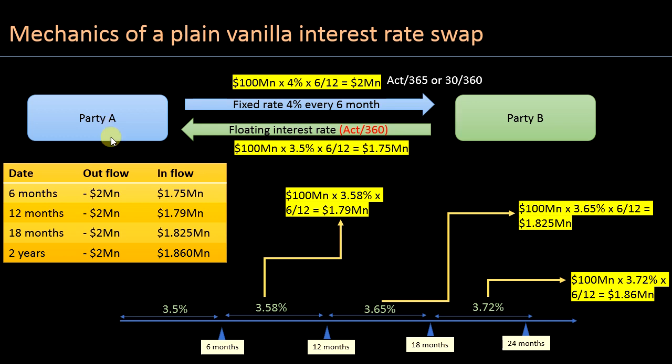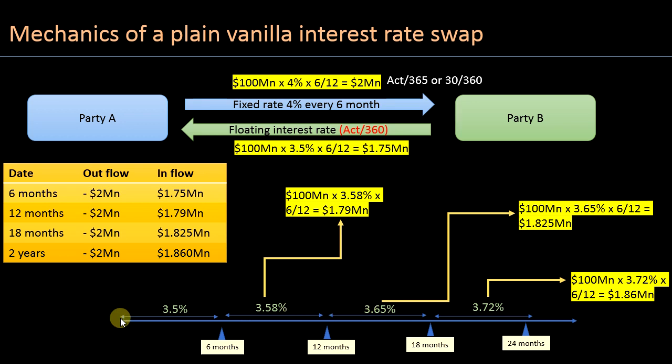Now finally, in terms of the floating interest rates, let's assume you're somewhere here. If you're here, these three rates, 3.58%, 3.65%, and 3.72%, are called forward interest rates because they are for a future period. For example, this 3.58% is a rate that starts in 6 months' time. This 3.65%, if you're here, is a rate that starts in 12 months' time. So these rates are called forward interest rates.